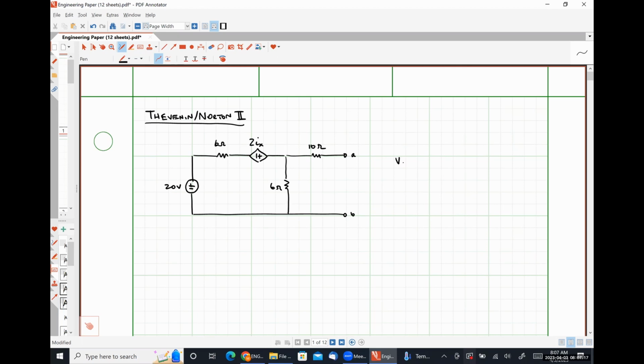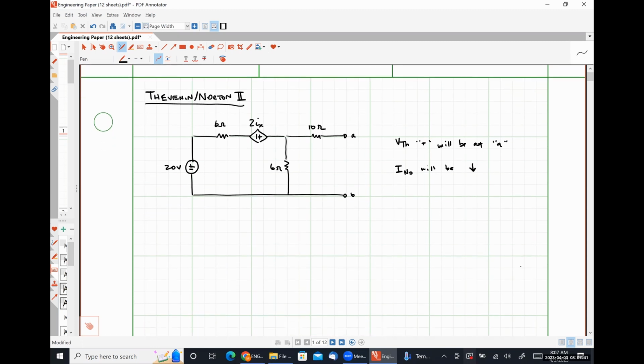And our assumption here is that V Thevenin, positive polarity terminal, will be at A, and I Norton will be in the down direction. So to find our Thevenin equivalent voltage, IX is this current flowing through the 6 ohm resistor. So to find our Thevenin voltage, we are simply going to solve for that open circuit voltage, however we feel is appropriate.